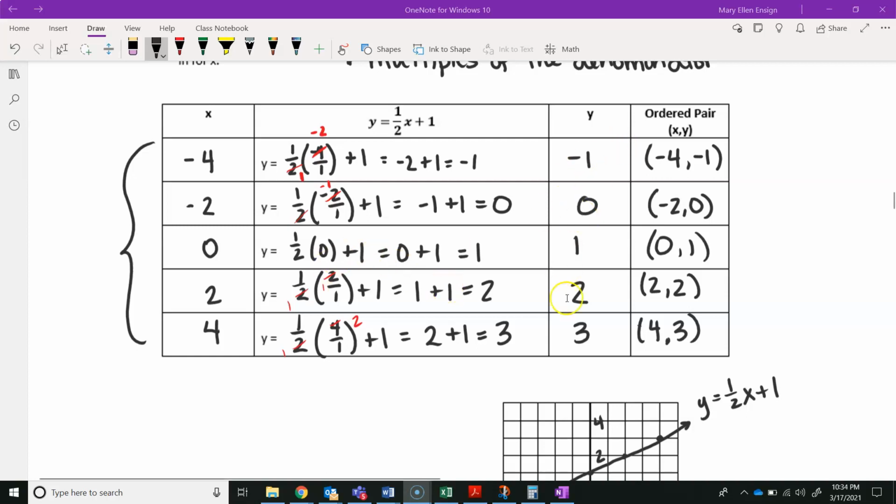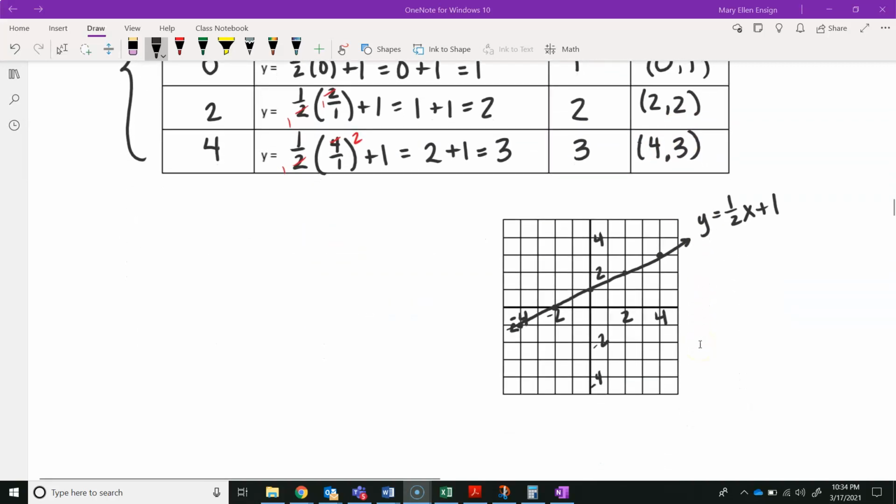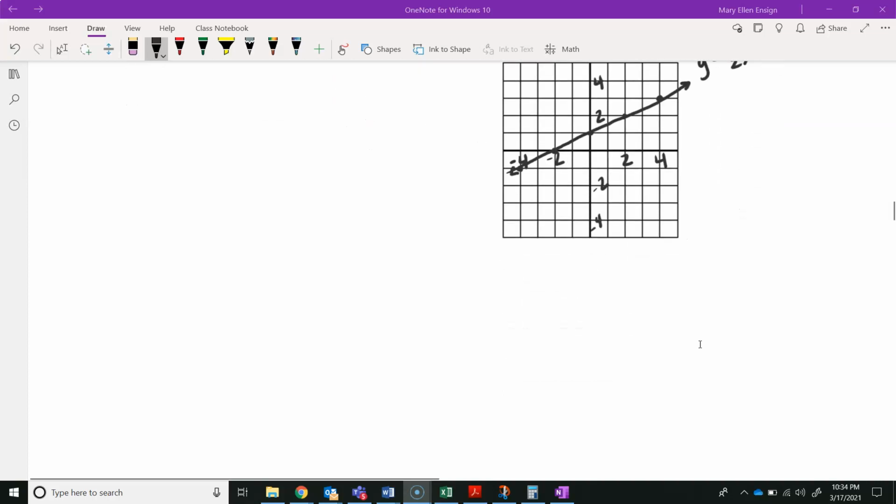Do my work, here are my y values, here are my ordered pairs. Again, if you need to look at this a little more closely, just pause the video so you have more time. Then I took those ordered pairs, graphed them all on my graph, drew my straight line, labeled. Okay? All right, so doing that XY chart, we did a couple of examples here with linear equations.